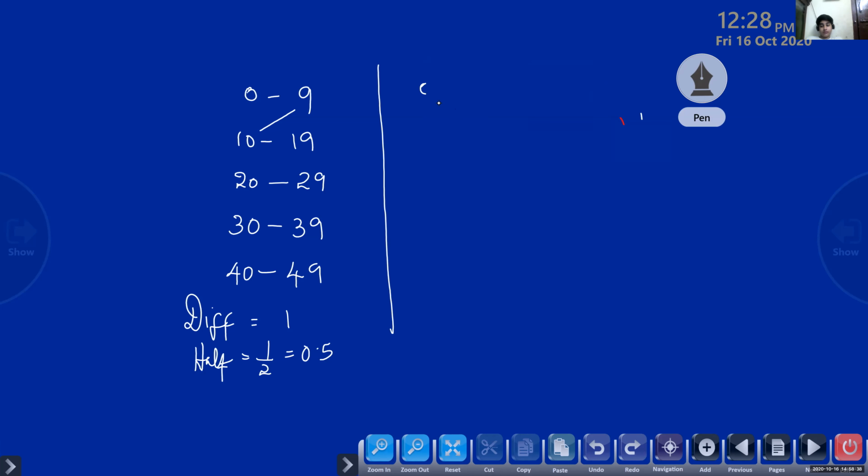Then what will these be? What will be the answers? Will you tell? From 0, subtract 0.5. What is the answer? 0 minus half.